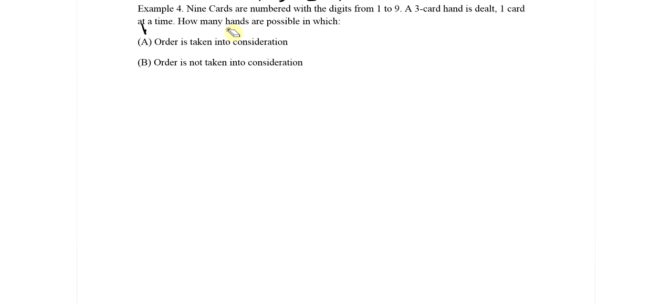Alright. Example 4. 9 cards are numbered with the digits 1 to 9. A 3-card hand is dealt, 1 card at a time. How many hands are possible in which A, order is taken into consideration and B, order is not taken into consideration?